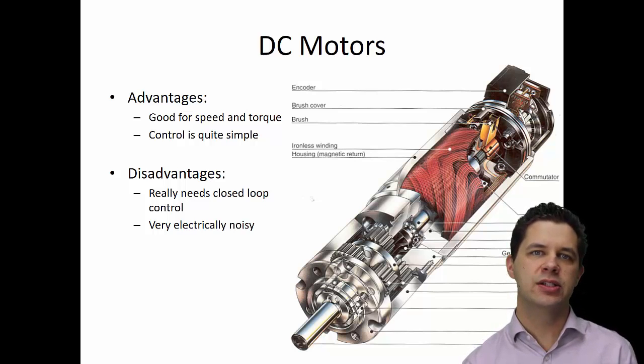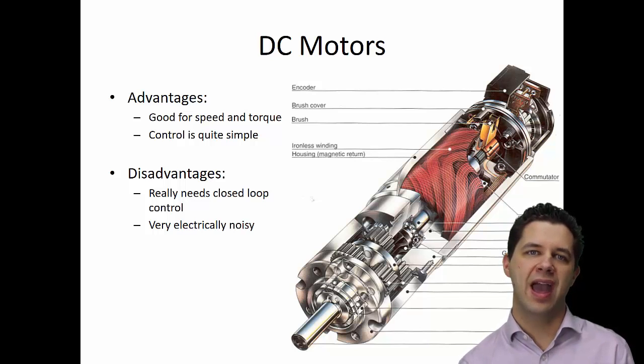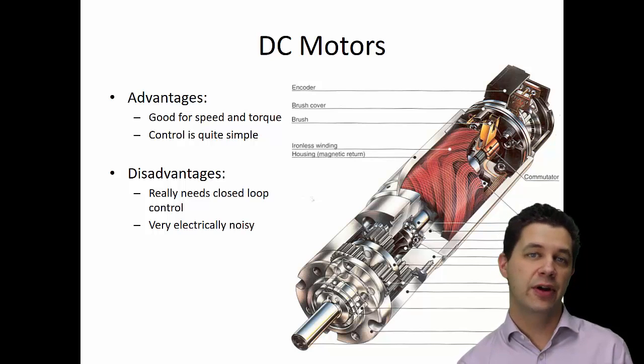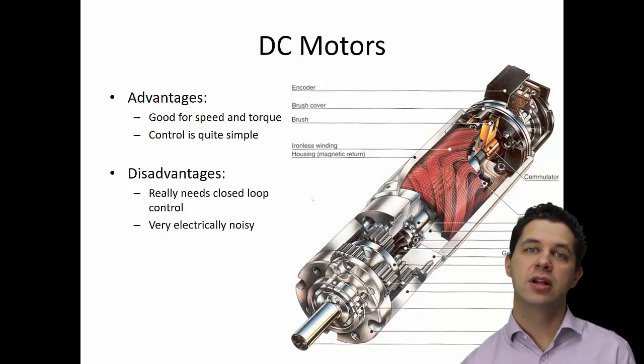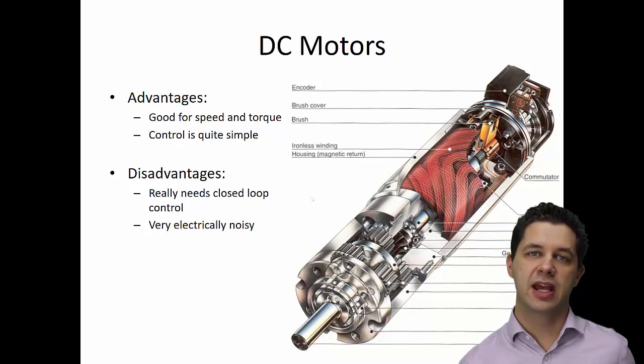In terms of disadvantages, what they really need for good control and to know where we are is some sort of closed loop control, and they need feedback associated with that to know how much they've turned. The other thing is, with that commutator in there, they're very electrically noisy and can induce lots of electrical noise onto our voltage supply line. And depending on our application, that may be a real nuisance and require significant filtering associated with it to remove some of that.